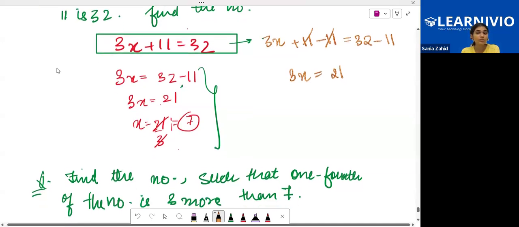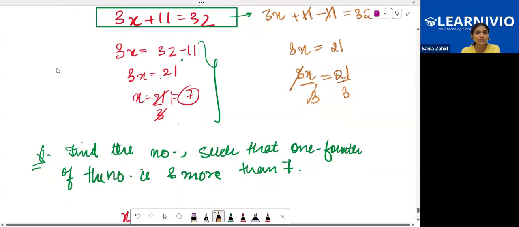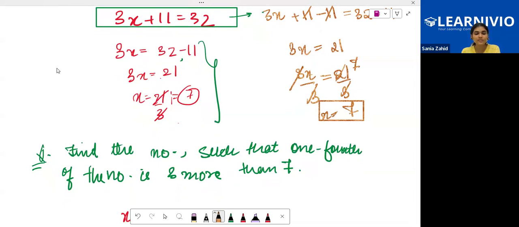Now you have to remove 3. How will you remove 3? You will not transpose. See, 3 is being multiplied with x. So now you will divide. And if you have divided on one side, then you have to divide on the other side as well. 3 and 3 will be cancelled. So x will be equal to 21 divided by 3, which is 7. So x is equal to 7. Clear? Yes. This is the other method.